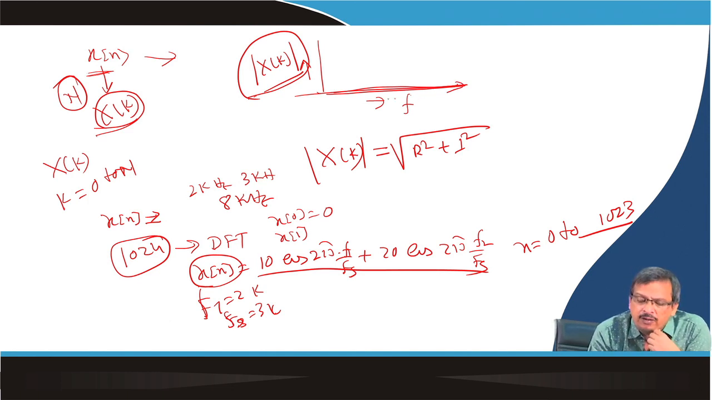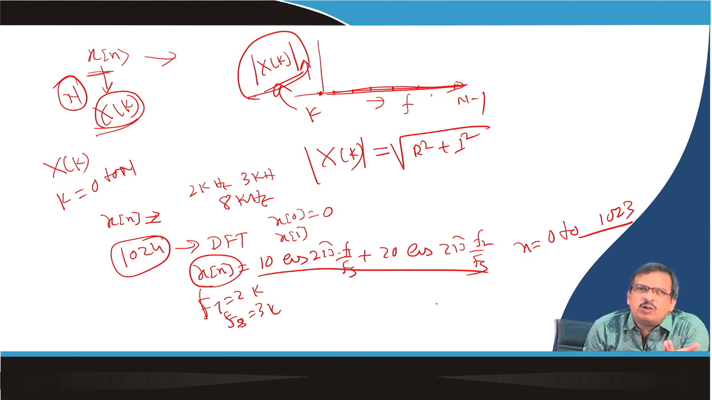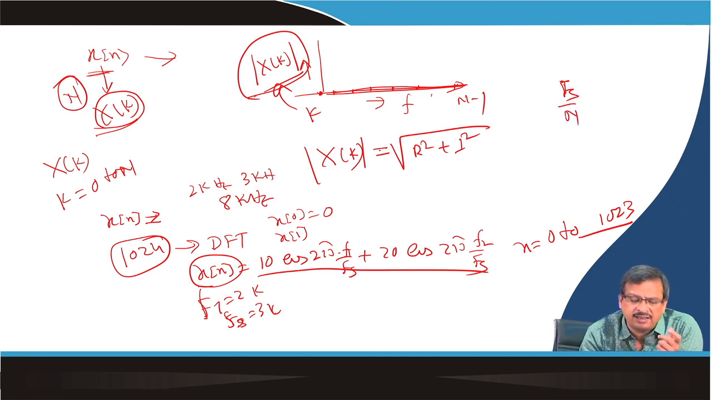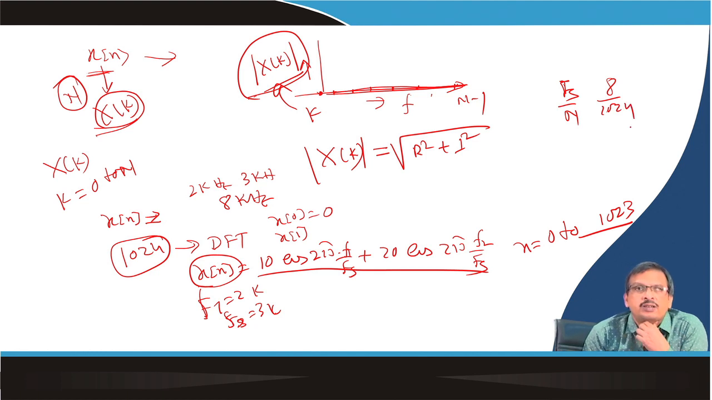If I draw k versus the mod of x of k, I know k equal to 0 is this one, and k equal to 1, 2, 3, 4 up to N minus 1 I will get. But k is a discrete frequency, and I want to draw against analog frequency. So, how do I convert k to f? It comes from the resolution. I know the resolution of this conversion is fs by N. What is fs? 8 kilohertz. So, 8 kilohertz by 1024 is my resolution.